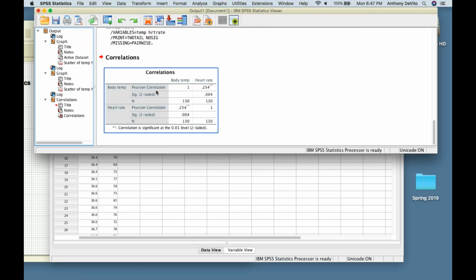Okay, so let's see what we have. We have a Pearson's correlation of 0.234. Well, a strong correlation would be 1 or -1, right? 0 would be no correlation at all, no association, just random values for body temperature and the heart rate. Right, so we do have some correlation. It's not a very strong one, but we do have some correlation.